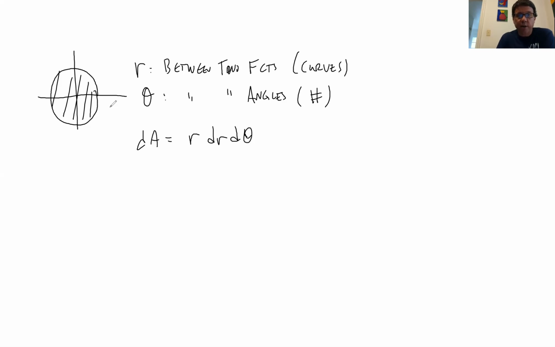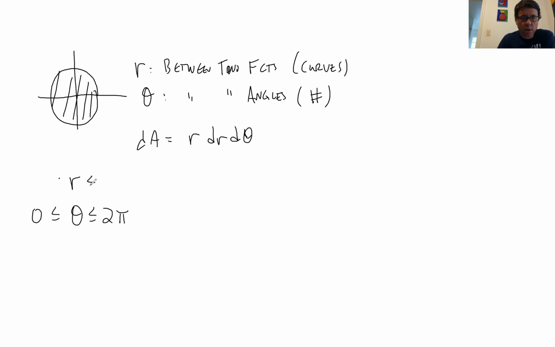So you have to figure out how to characterize this using polar curves. Well, maybe it's not too hard to see that the angle is going all the way around. So at least we know that theta is between 0 and 2 pi. It's wrapping all the way around.